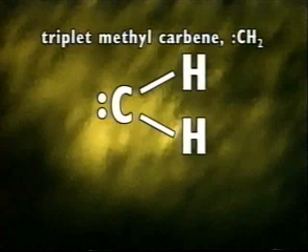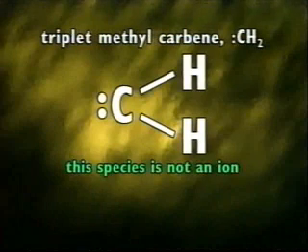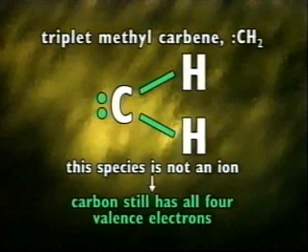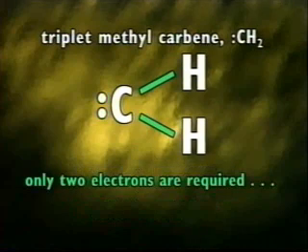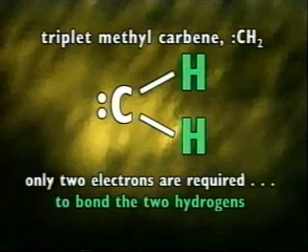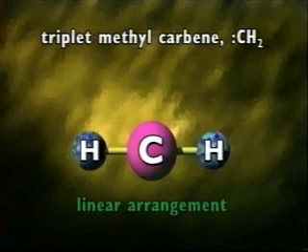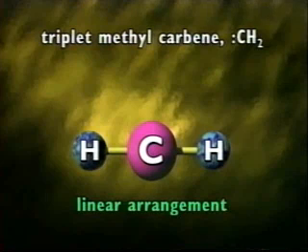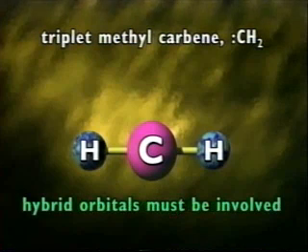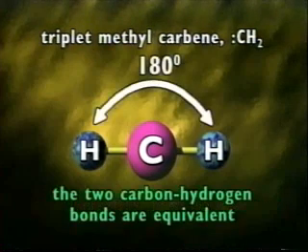Let's look at another badly named species, triplet methyl carbene, CH2. This intermediate is not an ion, so carbon still has all 4 of its valence electrons, but only 2 electrons are required to bond the 2 hydrogens necessary to form this molecule. Chemists know that triplet methyl carbene has an almost linear arrangement between the 2 hydrogens. Therefore, hybrid orbitals must be involved so that the species' 2 carbon-hydrogen bonds will be equivalent.